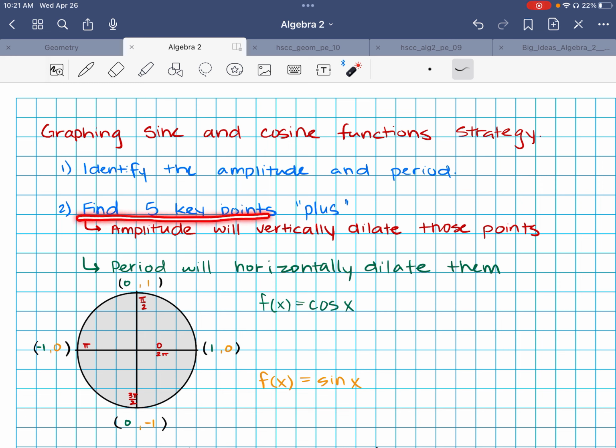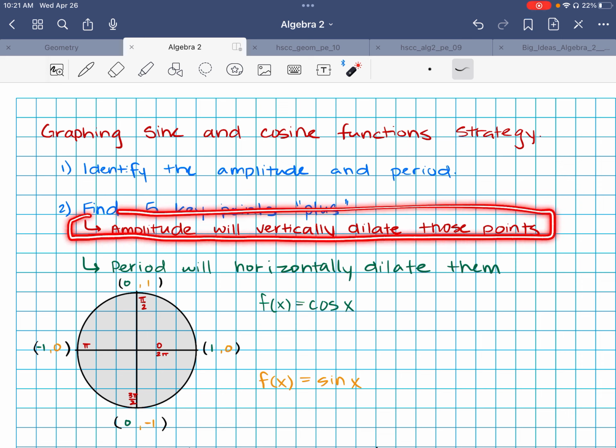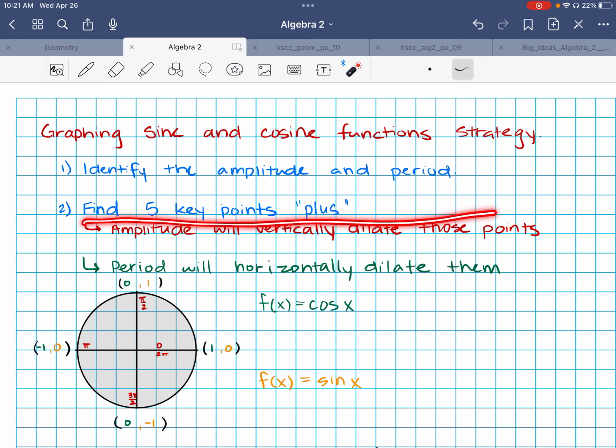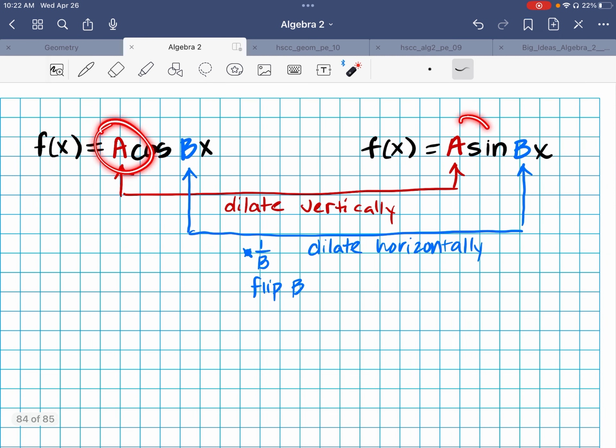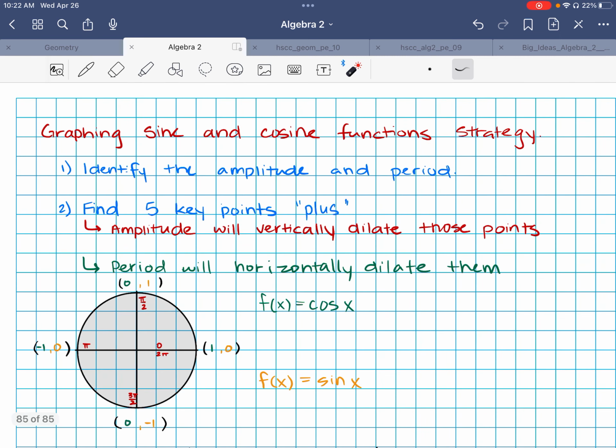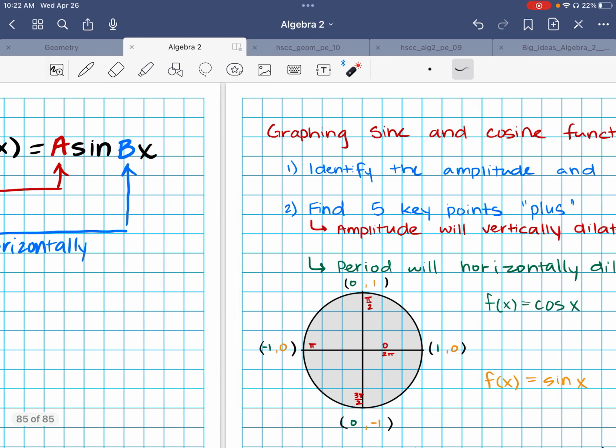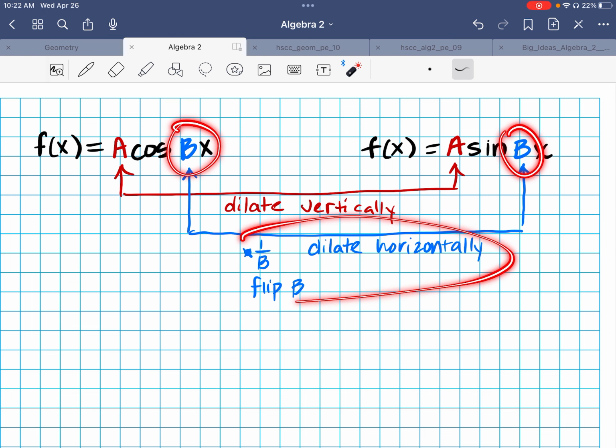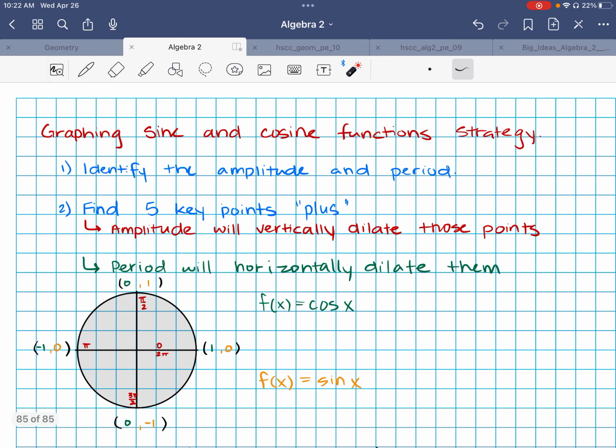Second step, there are 5 key points that you're going to want to find. Now, I wrote the word plus right there. Sometimes you're going to want a couple more points, so the plus is those couple of extra points. But there are 5 key points that I want you focusing on, and the points are going to be based upon the amplitude. The a value, the amplitude, is going to vertically dilate those points. So the amplitude is going to be the vertical dilation of the points. Then the b value, the period, is going to horizontally dilate the points. That makes sense. So we're going to say multiply by the flipped version of b.